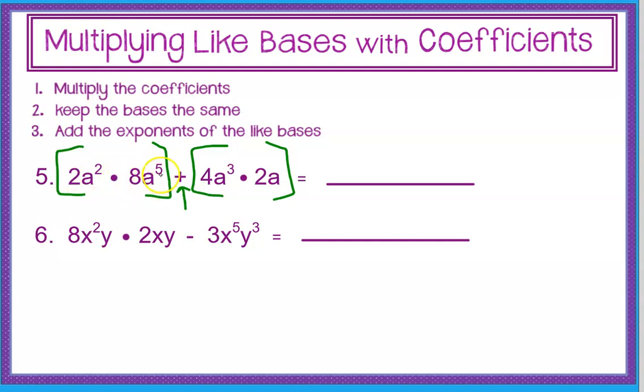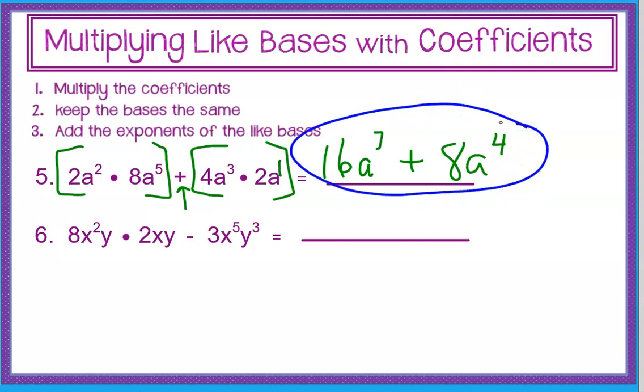2a squared times 8a to the 5th, which would be 16a to the 7th, and then 4a cubed, that's 4a to the 3rd, times 2a to the 1st, right? And that would give us 8a to the 4th. I'm going to take that plus sign, I'm just going to put it right there in the middle. These 2 items cannot be combined because their a's and their exponents don't match.